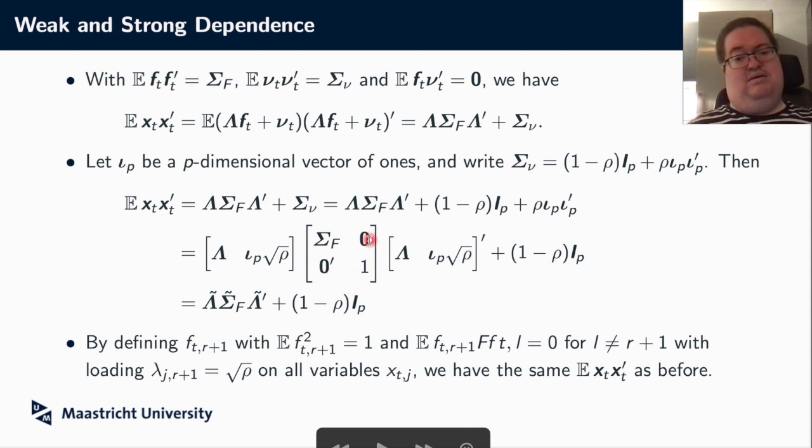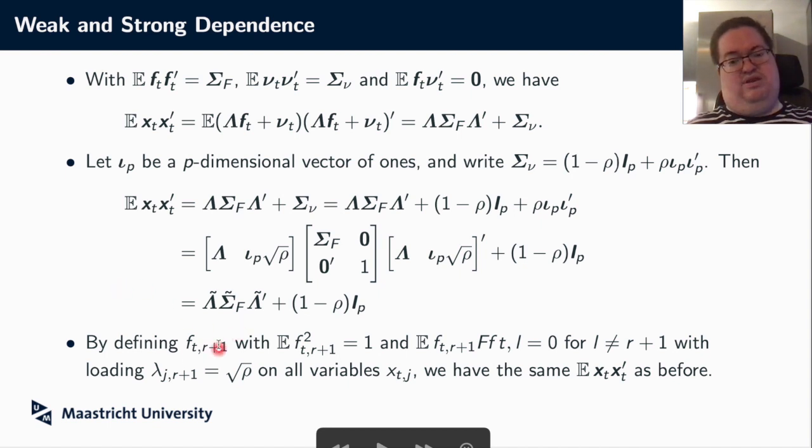you add off diagonal element 0 and a diagonal element here of 1, and you split this part into the loadings, so you get the factor of 1s here times the square root of rho, and the same on this side, then we see that what we have now is actually a new factor structure where we have lambda tilde, which is this whole matrix. We have sigma f tilde, which is this whole matrix. And for sigma nu, we now have 1 minus rho times the identity, which is, of course, diagonal and definitely satisfies the weak dependence restriction.